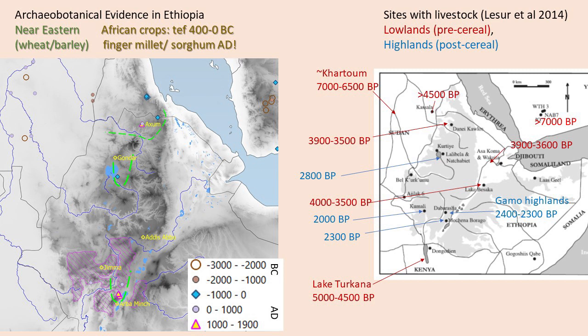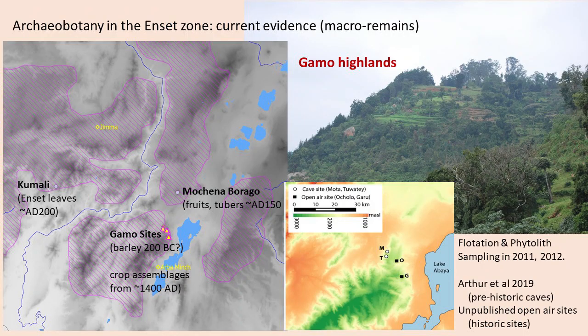Up to maybe 2800 BP, but sites down here, 300 BC, something like that. And some of these sites have earlier strata with fauna identified and no sheep, no goat, no cattle. So livestock do seem to be late in the highlands. Okay, this zooms in on that inset zone.